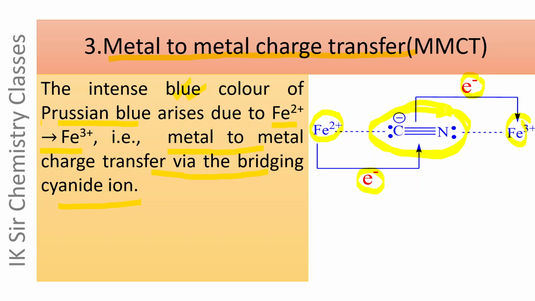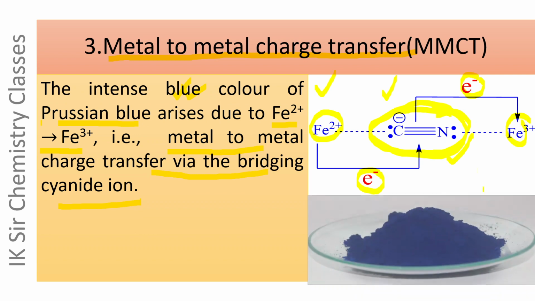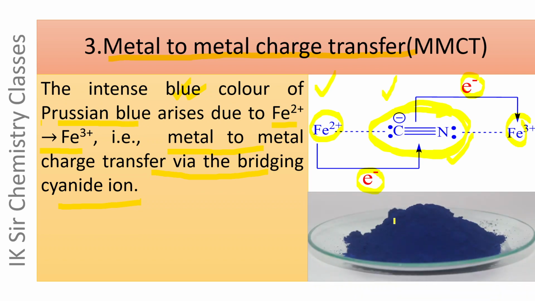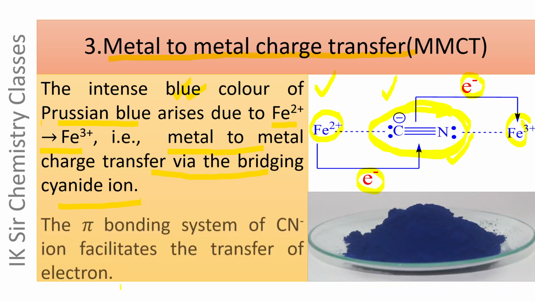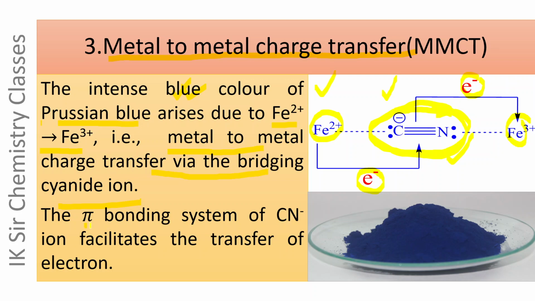Here CN- ion acts as a bridging ligand. It is attached to Fe2+ ion through carbon atom, while Fe3+ ion through nitrogen atom. It is Prussian blue having intense blue color. The pi bonding system of CN- ion. CN- ion has pi bonding system, which facilitates the transfer of electron from Fe2+ to Fe3+.